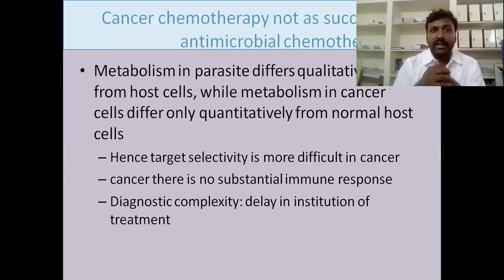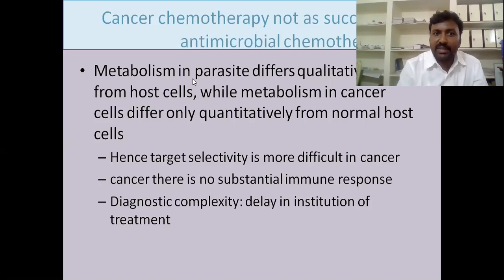Okay. So cancer chemotherapy is not as successful as antimicrobial therapy. Why is it not successful? Because the drugs act on our own cells, but antimicrobials act on the microorganisms. So that is a major difference.